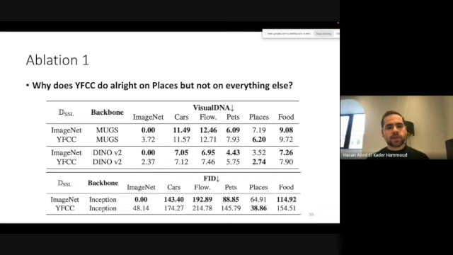Okay, so the first question is, why does YFCC do super well on places but not on everything else? We go ahead and compute the visual DNA metric and the FID score, which are both metrics to measure the similarity between distributions. And what we notice is the following. For all the data sets, except places, the FID score is better for ImageNet, but not YFCC. But for places, the distribution shift, or the distance between your pre-training dataset and your downstream dataset, is smallest for YFCC. And this justifies why we had better performance for places, or somewhat very competitive performance.